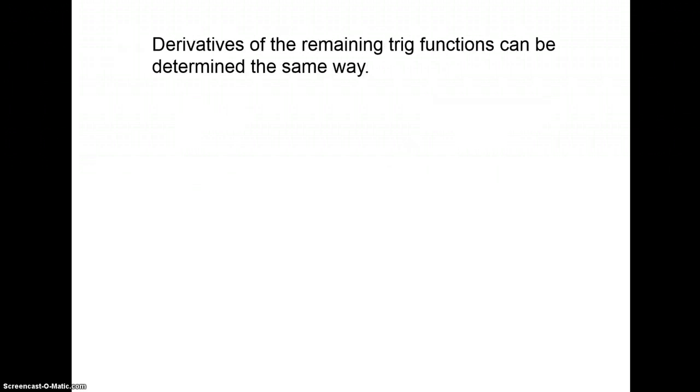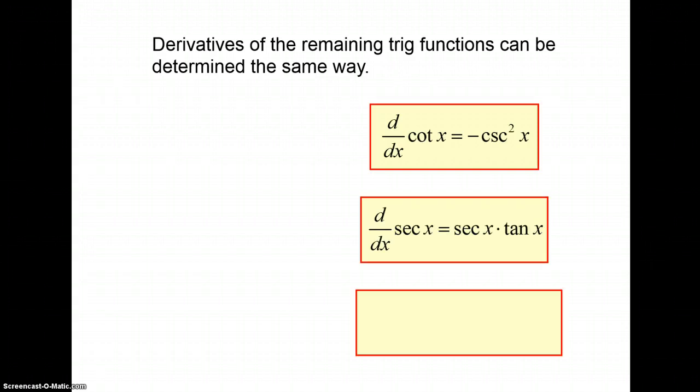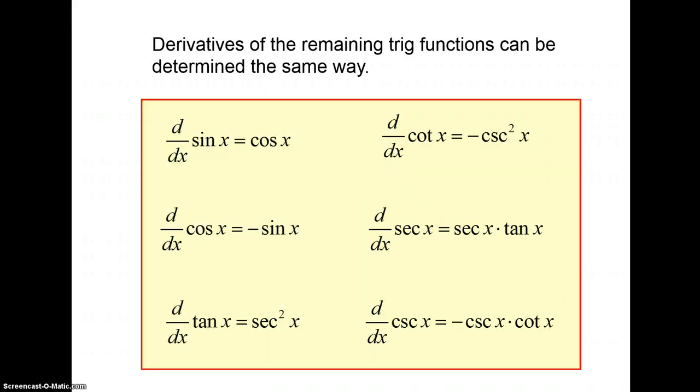We could continue and do the same thing for all of our trig functions, but to save time, this is what you need to know. We just showed through the graphs the derivative of sine and cosine. We proved the derivative of tangent. And in the same way, you could prove all of these. The derivative of cotangent is negative cosecant squared. The derivative of secant is secant tangent. And the derivative of cosecant is negative cosecant times cotangent.